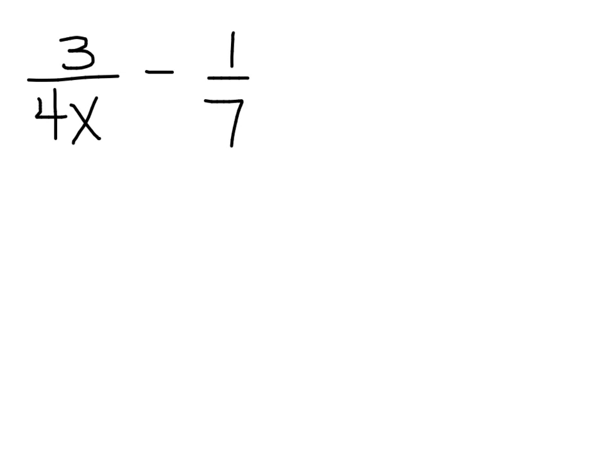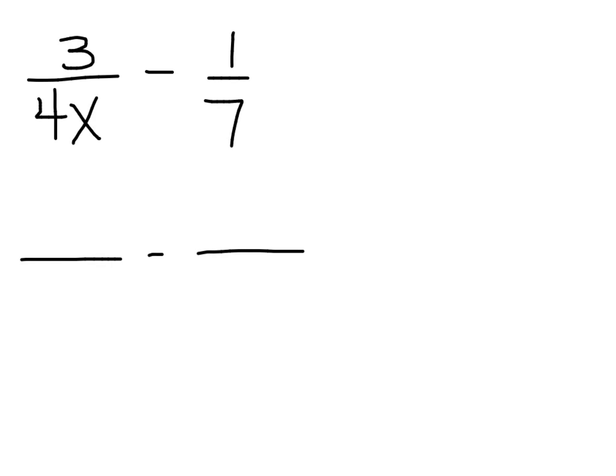Let's see here. Let's give you 3 over 4x minus 1 over 7. Okay, my first question to you. Are the bottoms the same? No. Make them. So in order to get the common denominator, now notice one thing that I said there is I said a common denominator. I did not say the smallest common denominator necessarily. I just said a common denominator.